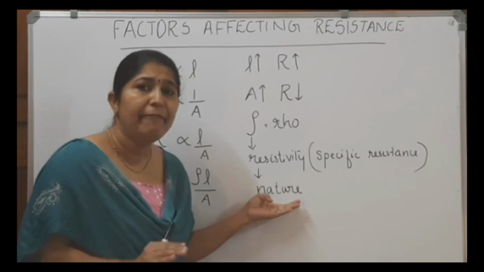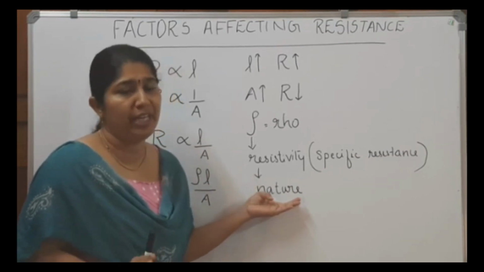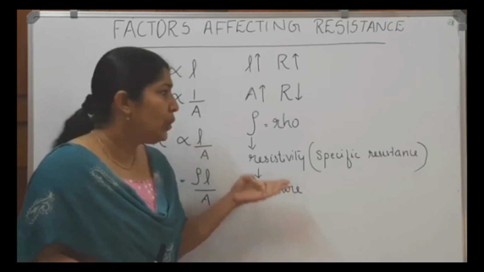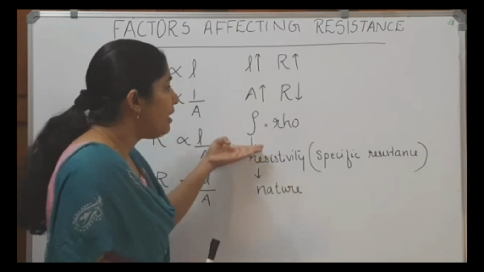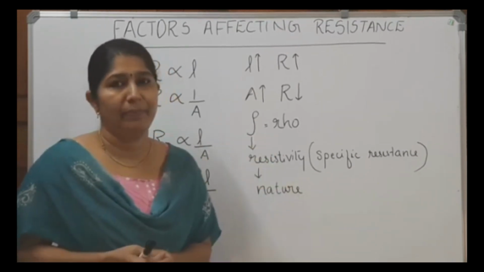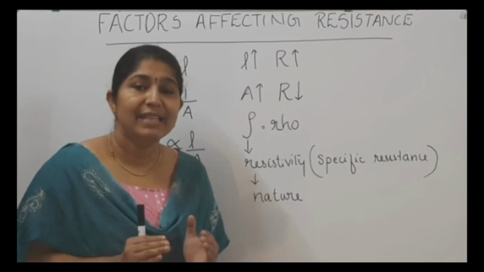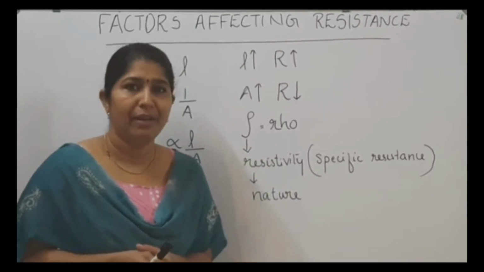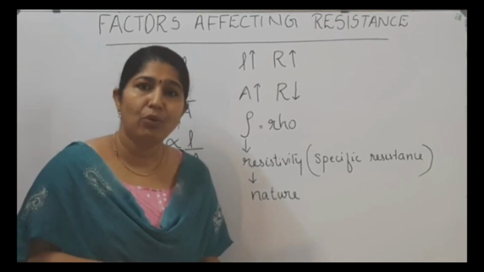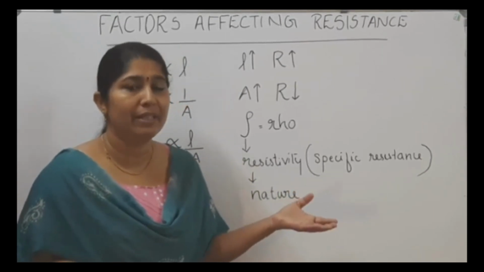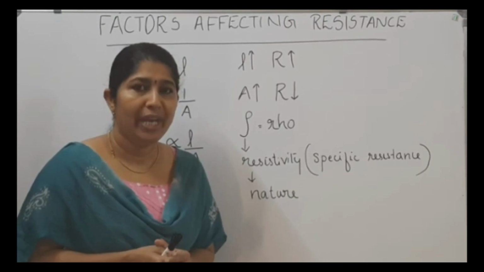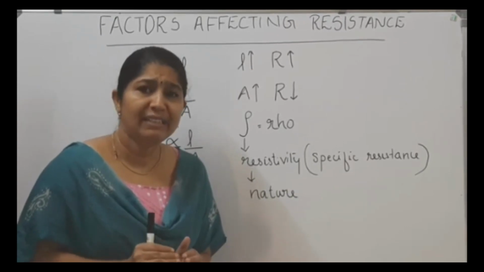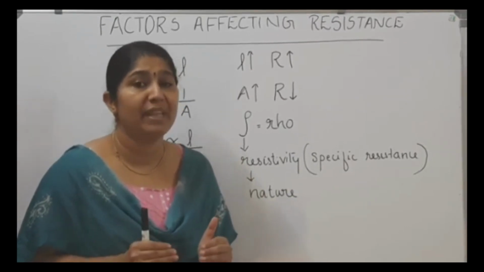We know that every metal has a different nature. So the resistivity of every metal is different. We can say that the resistivity of copper is different from that of aluminium. Resistivity of aluminium is different from that of silver, like that. Then, what are the factors that the nature depends upon?